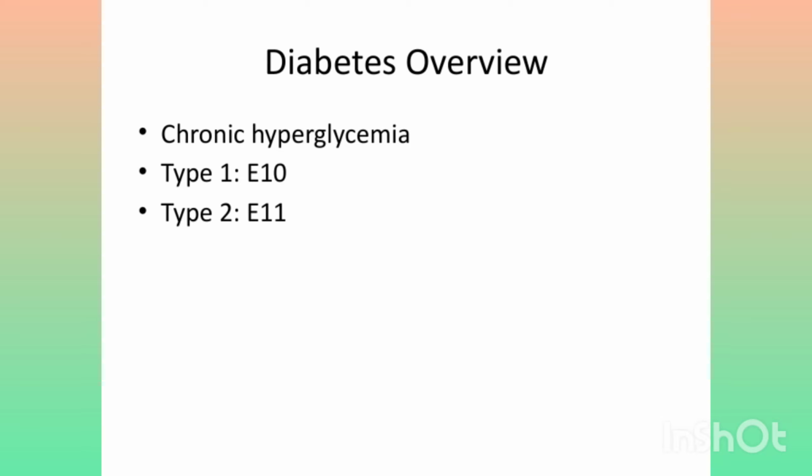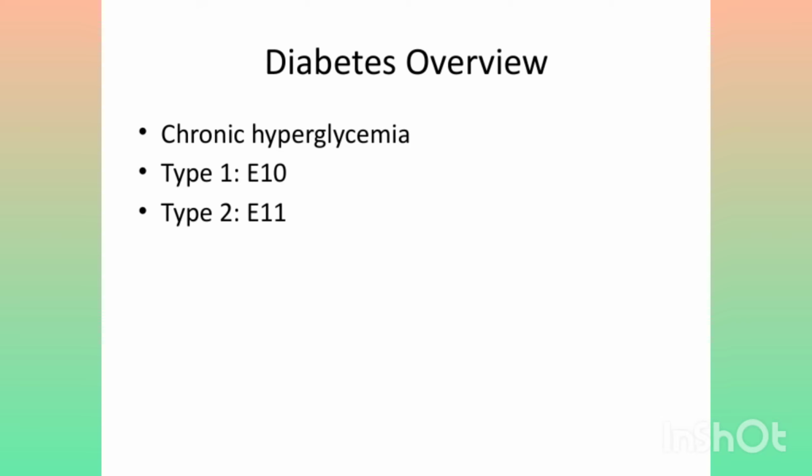Now, there are two main types of diabetes, and they are classified with specific codes. Type 1 diabetes is coded as E10, and it usually results from the body's inability to produce insulin. This often develops early in life and requires insulin therapy from the start. On the other hand, we have type 2 diabetes, coded as E11.